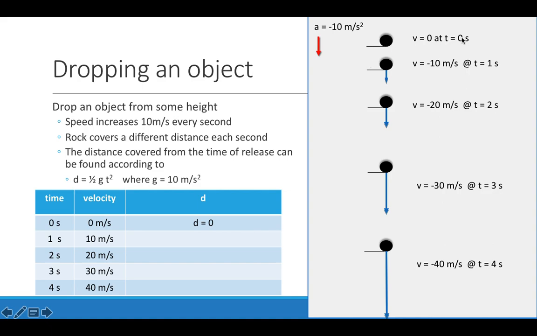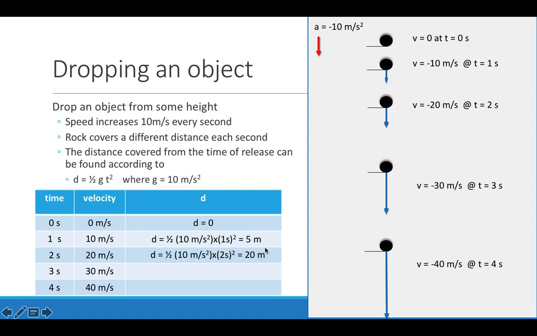So if we start off here at the top of our trajectory and we release this object, after 1 second it's going negative 10 meters per second, and we can calculate the distance that it fell from this starting point to this point down here. And that distance is 1/2 times 10 meters per second squared times 1 second squared. That's 5 meters. So that means that if it starts off at 0, after 1 second, the object has fallen 5 meters.